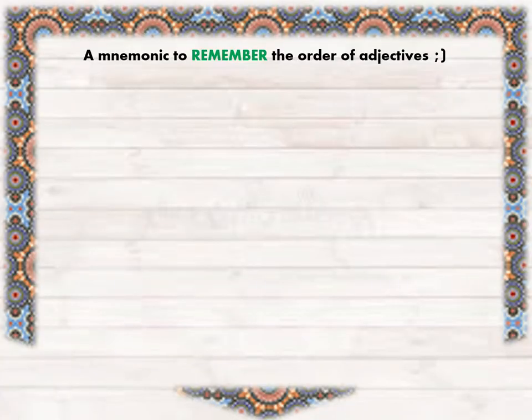I know it's difficult to remember this order, but I'm going to give you a tip to make it easier for you to remember this order. And we call it a mnemonic. What is a mnemonic? So mnemonic devices are techniques people can use to help them improve their ability to remember something. In other words, it's a memory technique to help your brain better. So this is the tip.